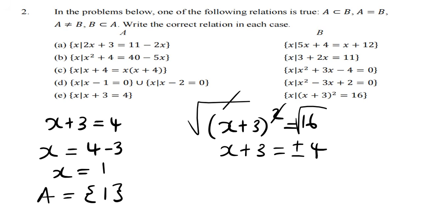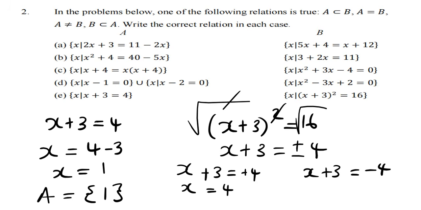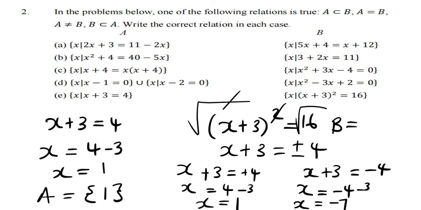Then what do I do? x plus 3 will be equal to positive 4. Another value of x will be x plus 3 is equal to negative 4. So therefore x is equal to 4 minus 3, so x will be equal to 1 for the first answer. The second answer will be x is equal to negative 4 minus 3. X therefore will be equal to negative 7. Okay, so the values of b in this case are only 1 and negative 7.